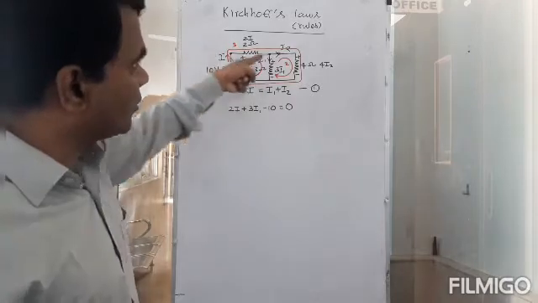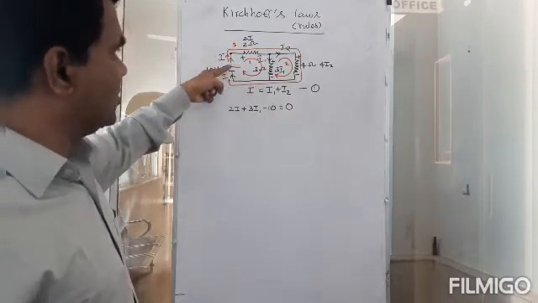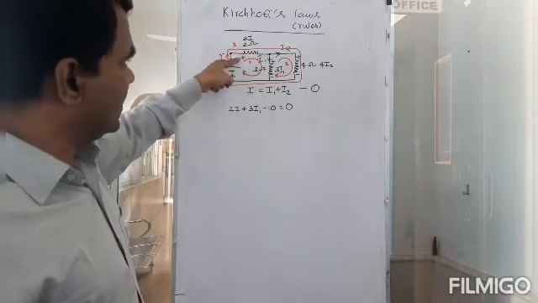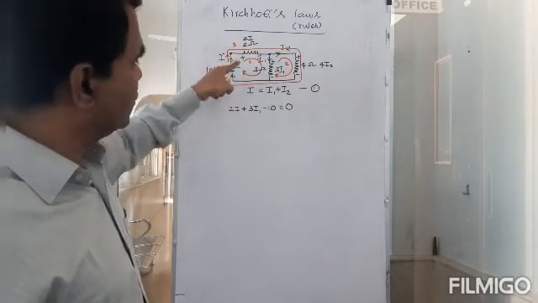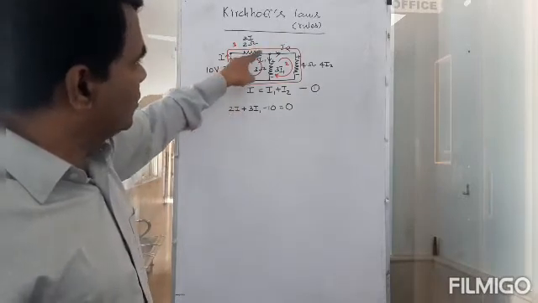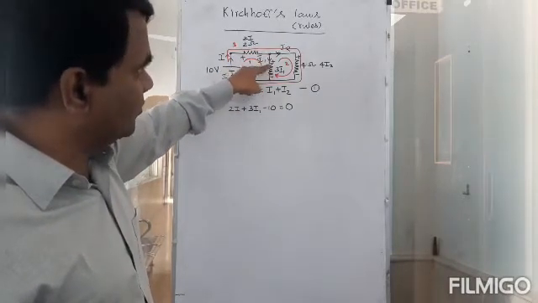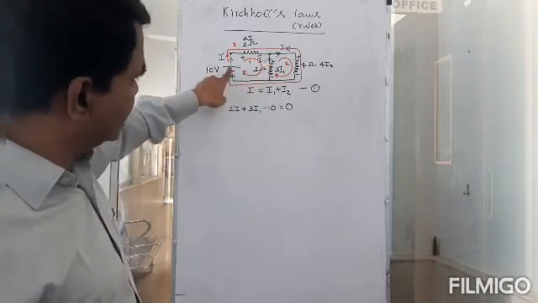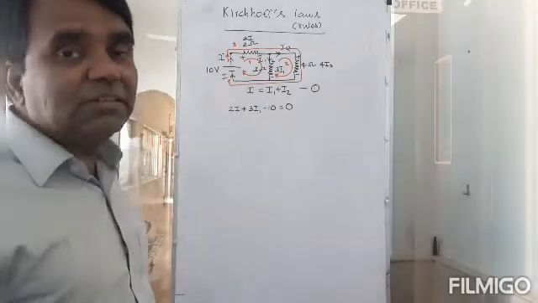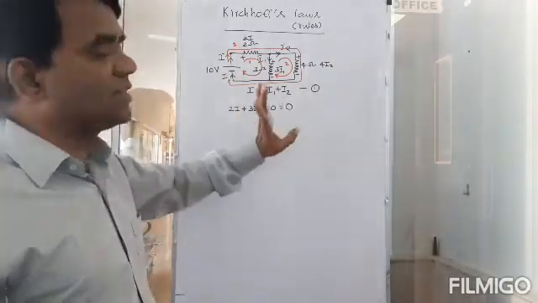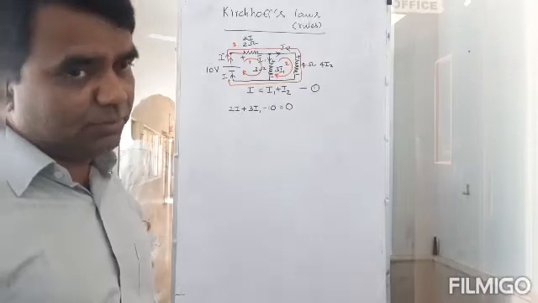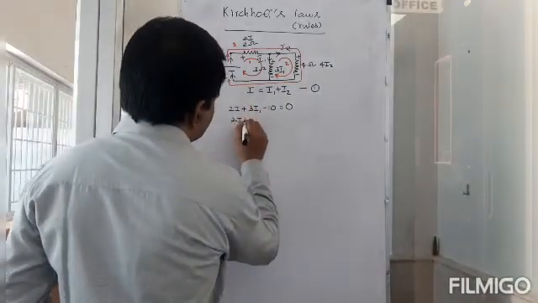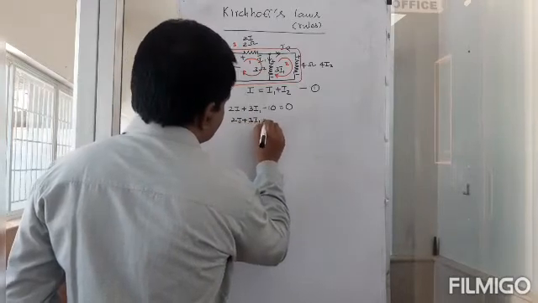Now I am traversing in the clockwise direction. We traverse in the clockwise direction. Notice here, this is going to be positive. So I am entering this at the positive point. So plus 2i. So now here again plus 3i1, because I am entering here at the positive. Then when I come here, I enter this battery at the negative terminal. So I say minus 10, which is equal to 0. Now this will give me one equation: 2i plus 3i1 equal to 10.